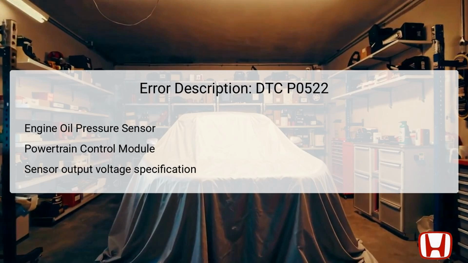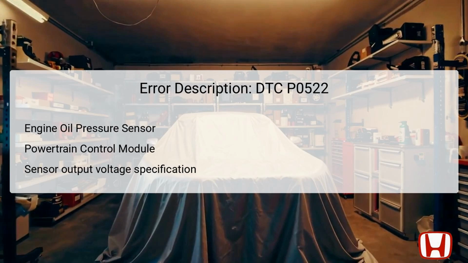DTC P0522 arises when the engine oil pressure sensor reports a low voltage to the powertrain control module, PCM. The engine oil pressure sensor is designed to measure the oil pressure within the engine, sending a voltage signal back to the PCM. If the voltage signal falls below the specified threshold, the PCM interprets this as an error and logs the DTC. The PCM relies on accurate signals from this sensor to manage engine performance and lubrication effectively.